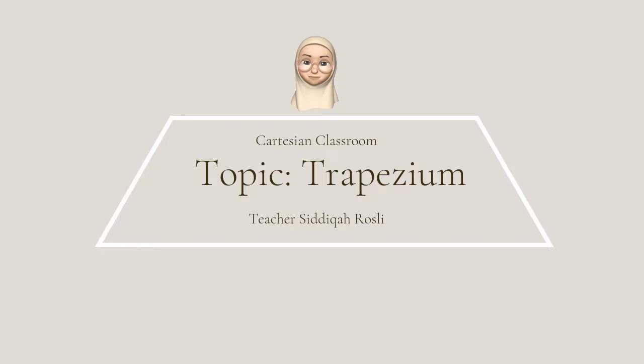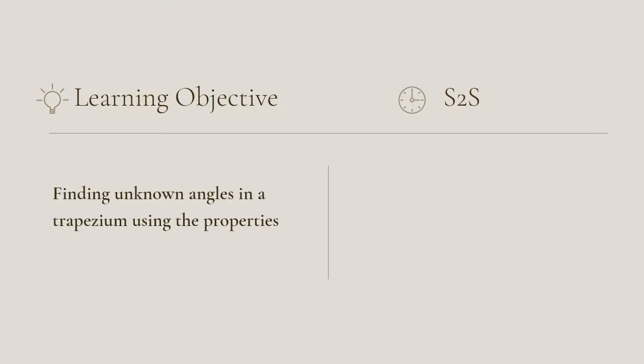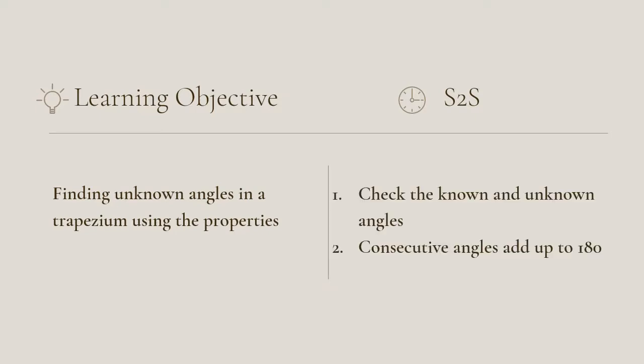Today we're going to be continuing on with our topic on quadrilaterals, that is the trapezium. So let's start. Our learning objective for today is finding unknown angles in a trapezium using the properties. Our steps to success for today are, which are obviously the properties of a trapezium. So the first one is you need to check the known and the unknown angles, and step two, consecutive angles add up to 180 degrees.